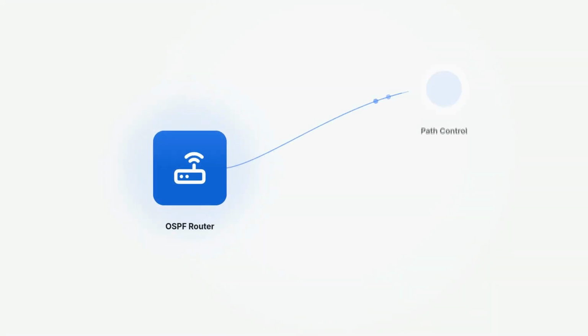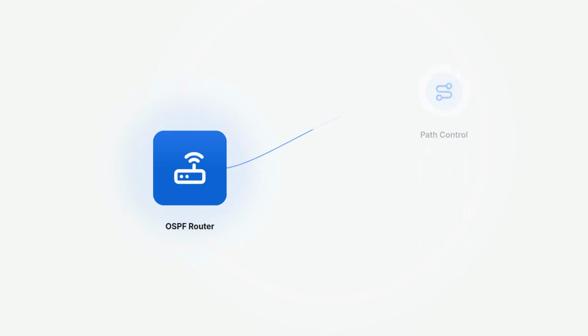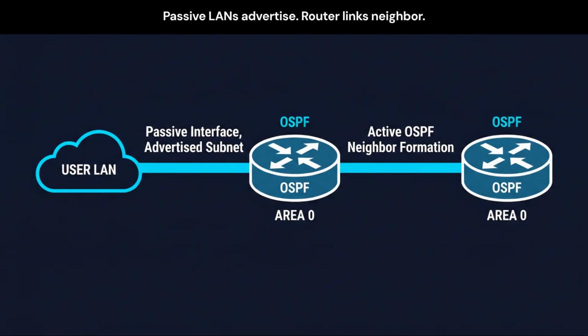When you need precise path control, change interface cost directly. That's the most predictable way to make OSPF prefer one link over another. Use a passive interface on user-facing LANs that should be advertised but should never try to build an OSPF neighbor. That keeps adjacency attempts limited to actual router-to-router links.